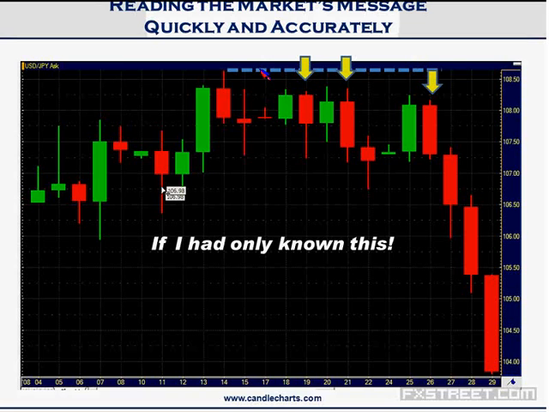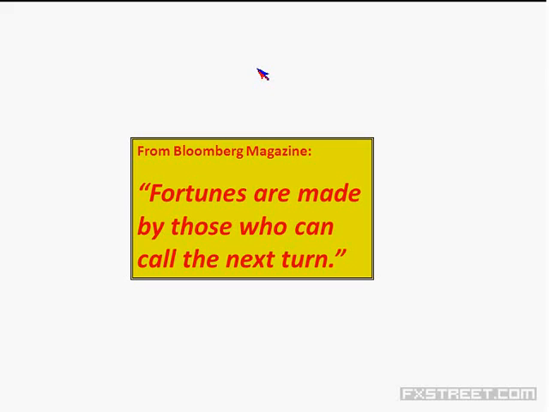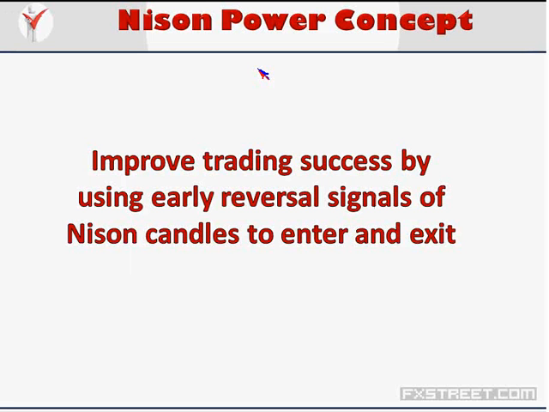But when you have a confluence, a grouping of indicators together, the odds of return are much, much higher. And I put this in, if I had only known this, okay? That's what it's all about. Education, being able to recognize these golden trading opportunities. Now, there's a wonderful quote from Bloomberg magazine, "Fortunes are made by those who can call the next turn." And here's one of my dozens of Nison power concepts. You can improve trading success by using early reversal signals of Nison candles to enter and exit.